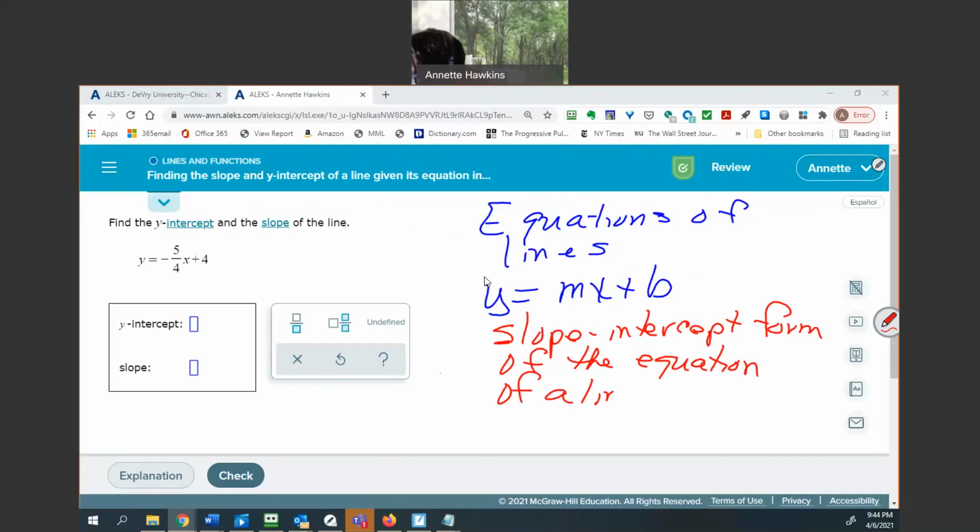Now, why do we call it the slope-intercept form? Because remember, m stands for the slope. So when I solve this for y, the number in front of x is going to be the slope, and this number over here is going to be the y-intercept. And that's going to help us to graph our lines faster.